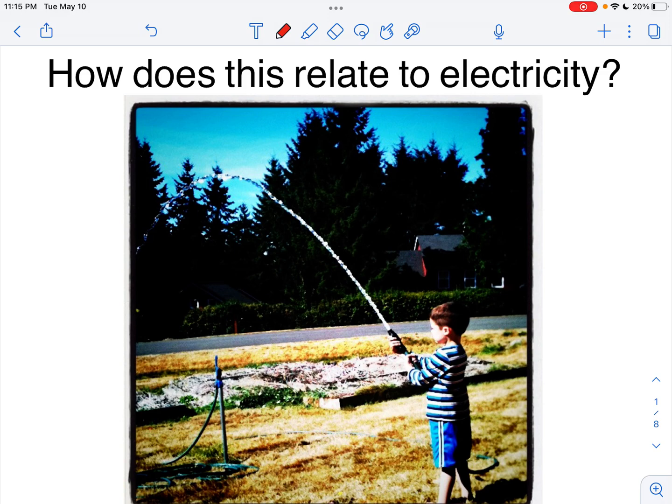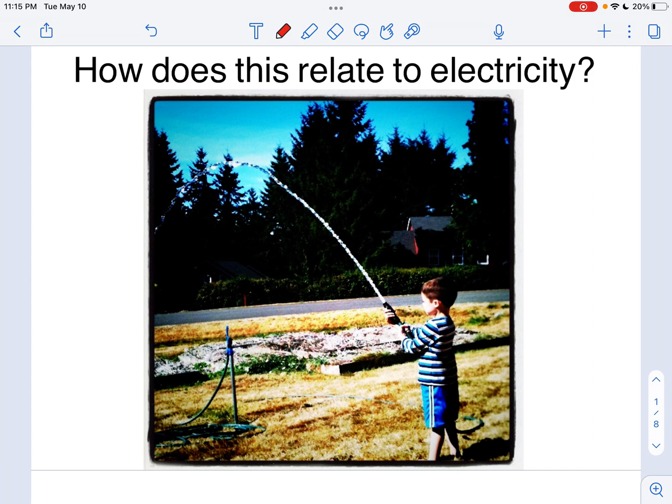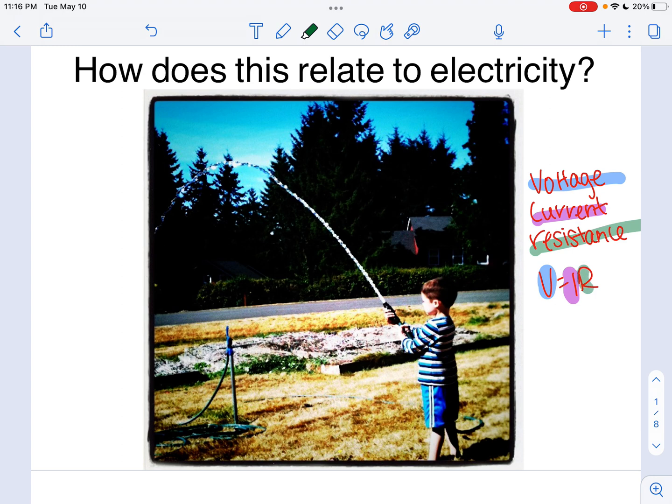Okay, so if I look at this picture, this little kid here playing with the hose and allowing water to flow through, I want you to think of this as our analogy for today. So today we're going to be looking at the relationship between voltage, current, and resistance. In our equation, that's going to be V equals IR. V is your voltage, I is your current, and R is your resistance.